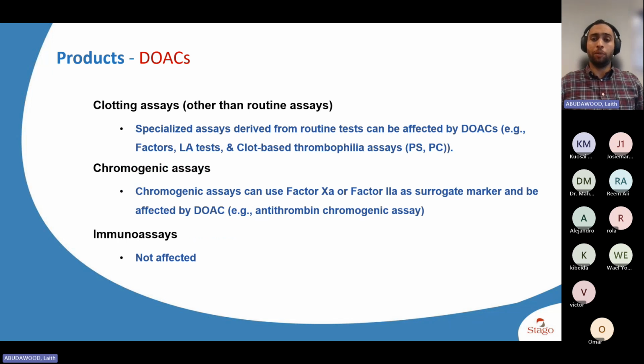Now, away from the clinical part, more onto the analytical part. DOACs are known to interfere with some clotting assays, especially when we talk about the specialty assays, but we will elucidate a little more about this point. DOACs also can interfere with chromogenic assays that use factor 10A or thrombin, factor 2A, because of course they are inhibitors of factor 10A and factor 2A, so they're expected to do that. In terms of immunoassays, such as, for example, D-dimer, there is no reported interference of DOACs in these assays.